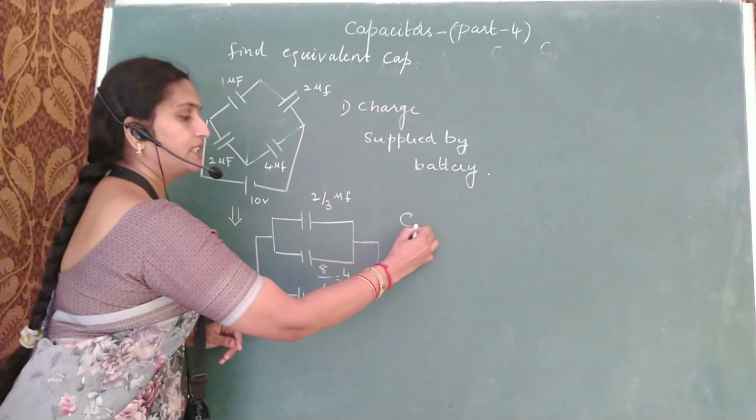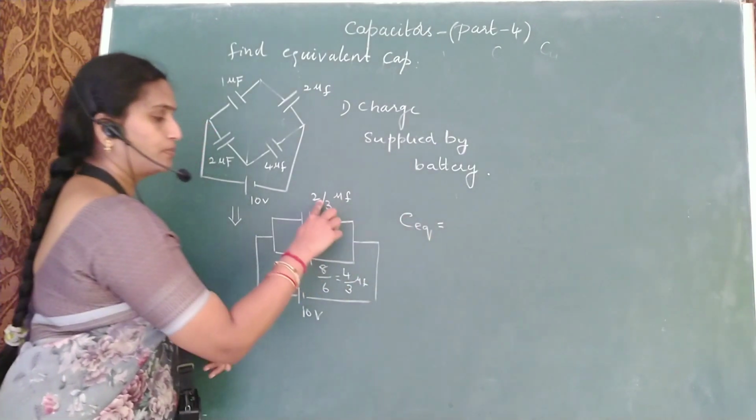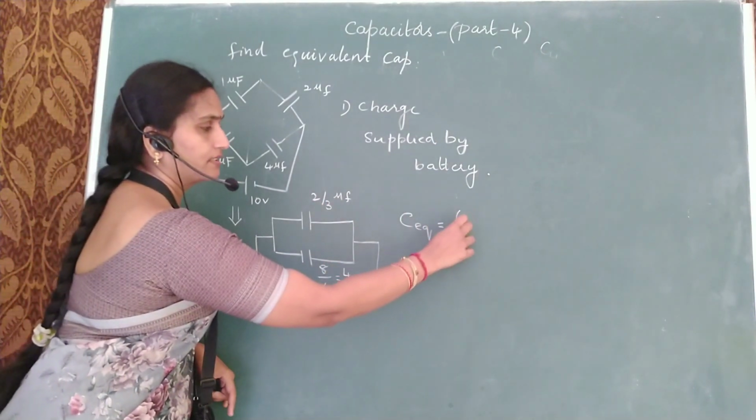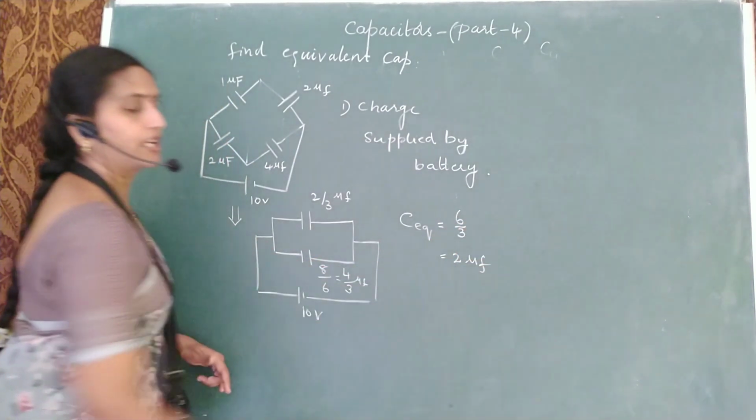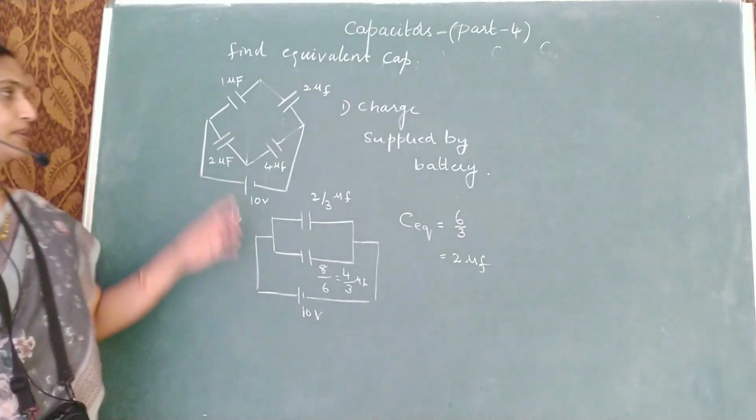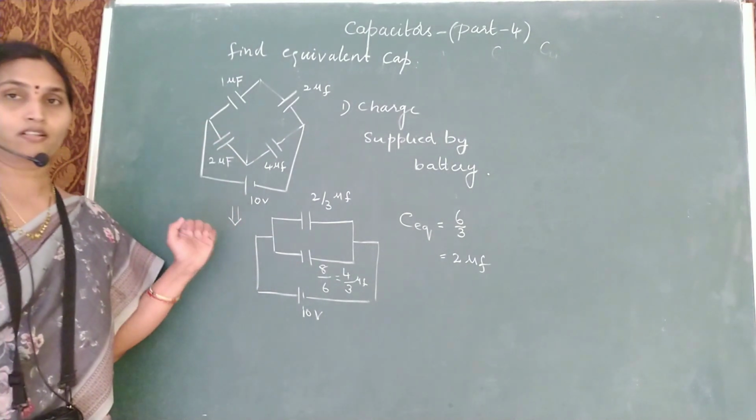So what should be your equivalent capacitance? Should be 2 by 3 plus 4 by 3. That is 6 by 3, nothing but 2 microfarad. See, we have got the answer in a simple way just by checking whether it is a balanced bridge or not.